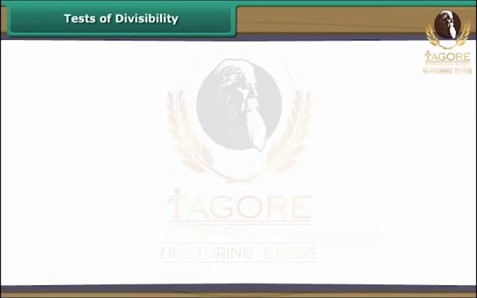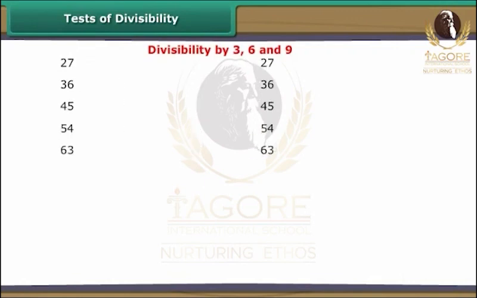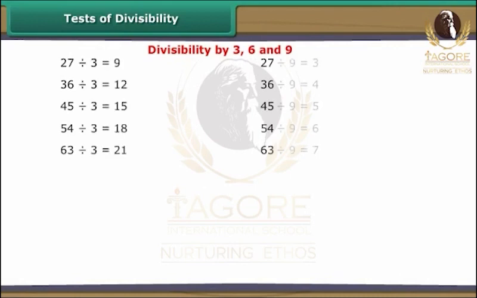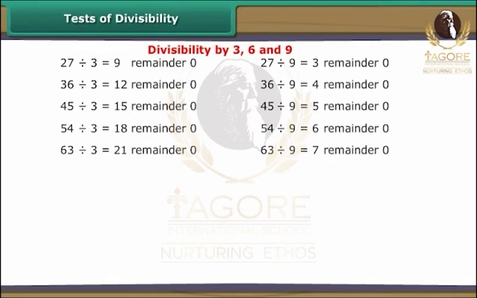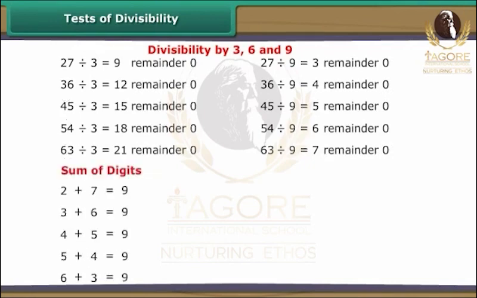divisible by 2. Consider some numbers: 27, 36, 45, 54, 63. Let us divide them by 3 and 9. 3 and 9 divide them all exactly, leaving no remainder. Now let us sum up the digits of each number. What do you find? Each sum is divisible by 3 and 9.